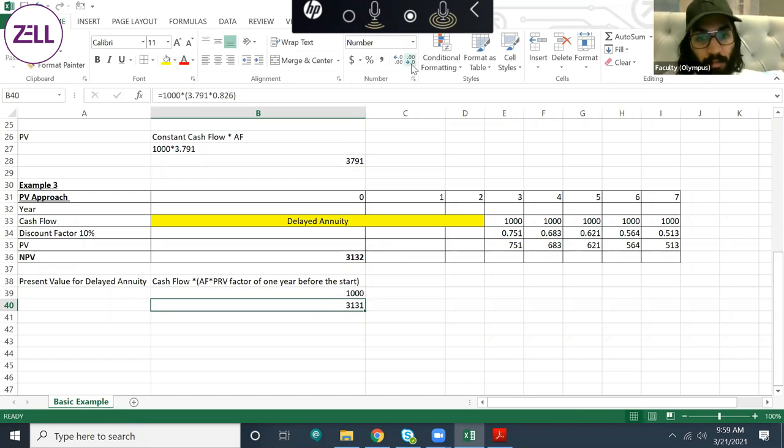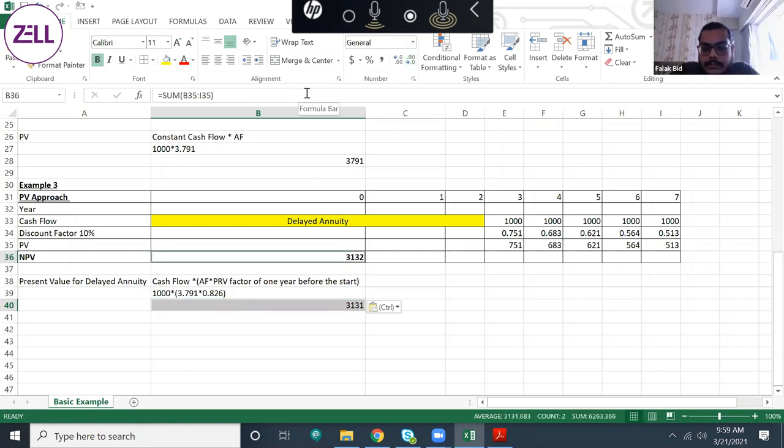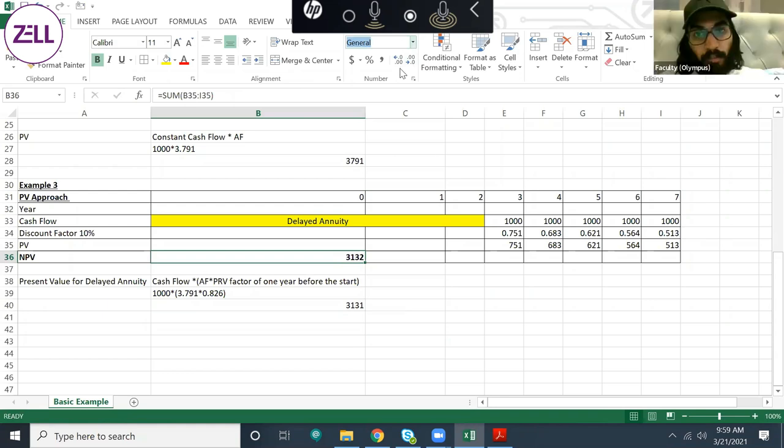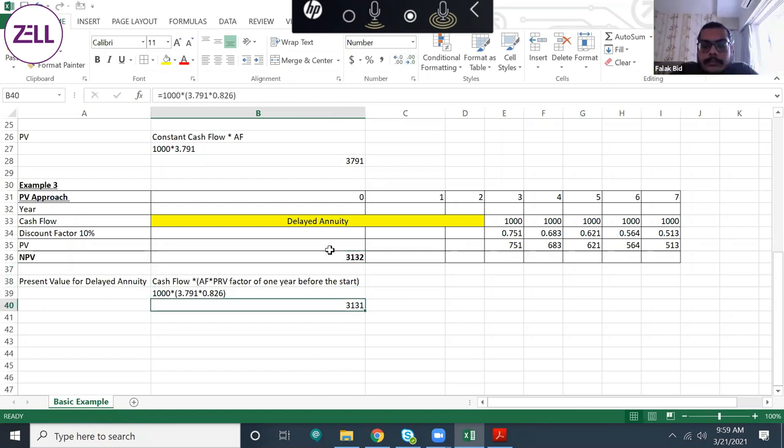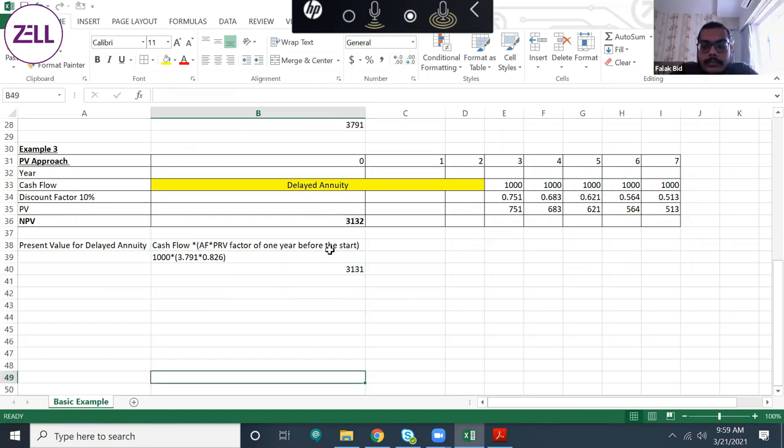Did I get the same answer, guys? Yes. It's just a rounding off thing, guys. In the exam, this rounding off is absolutely fine. Okay. I got the same answer.